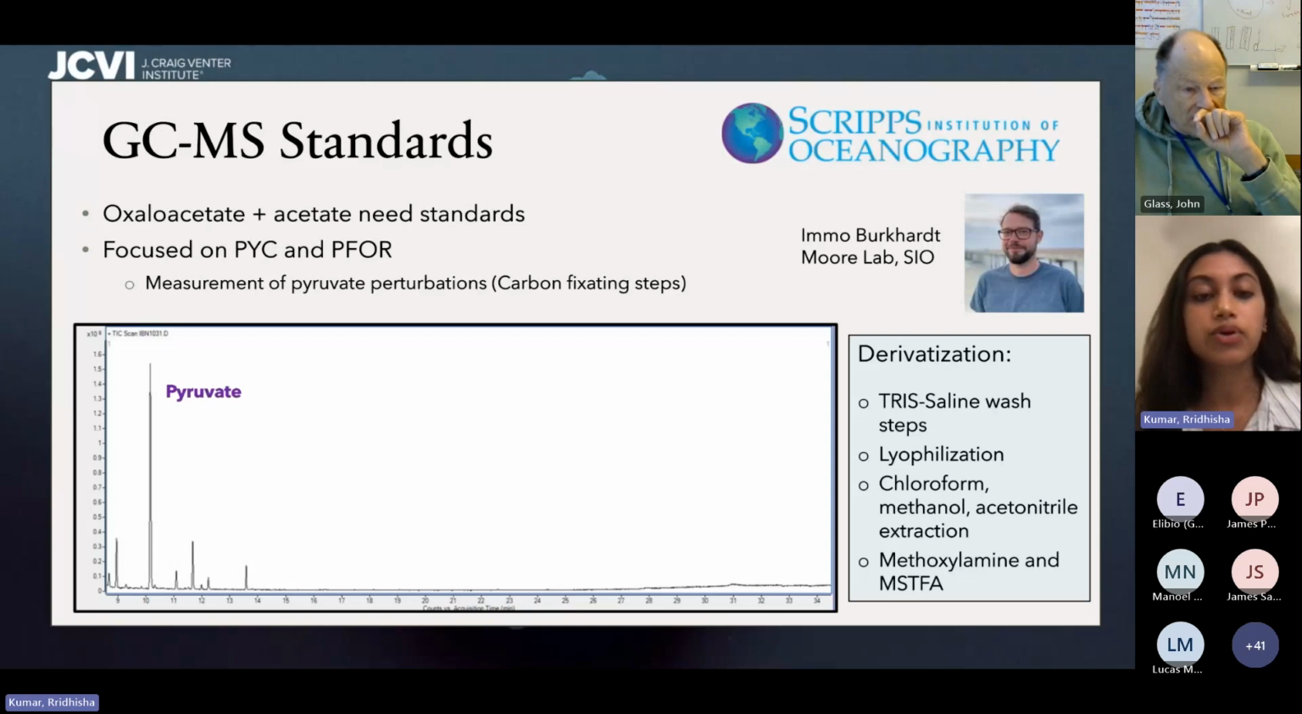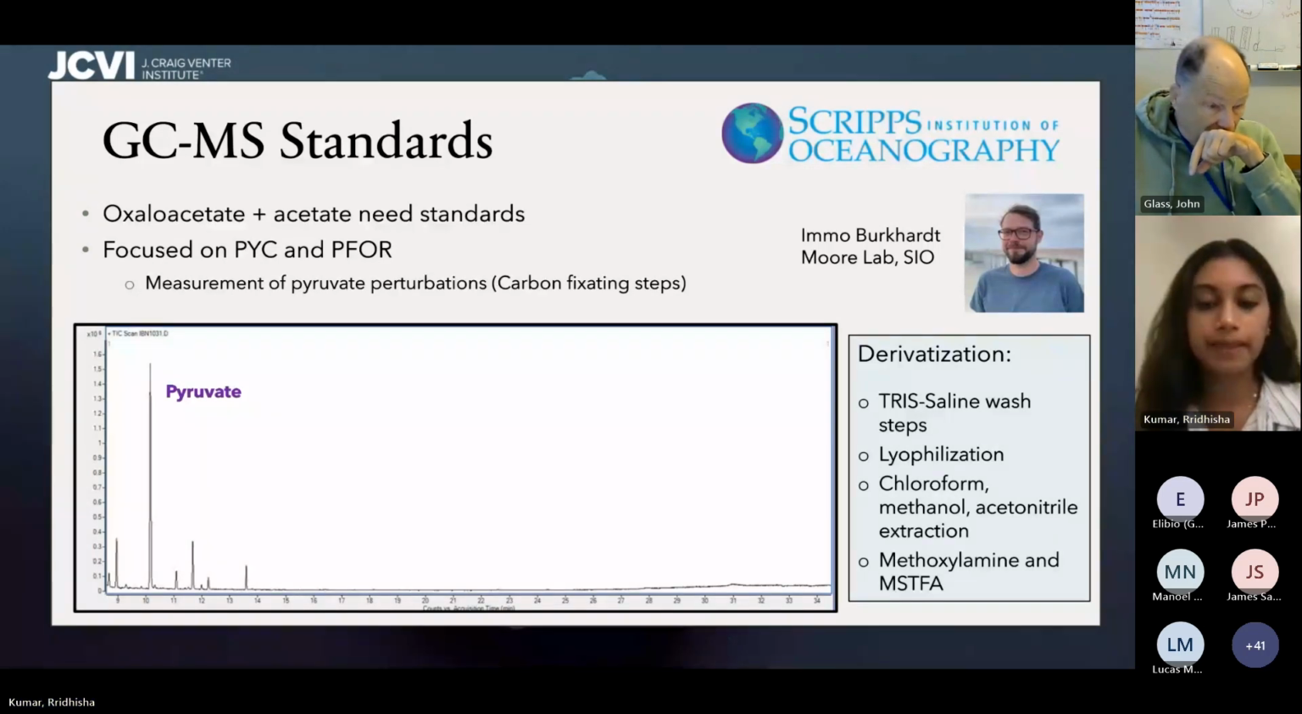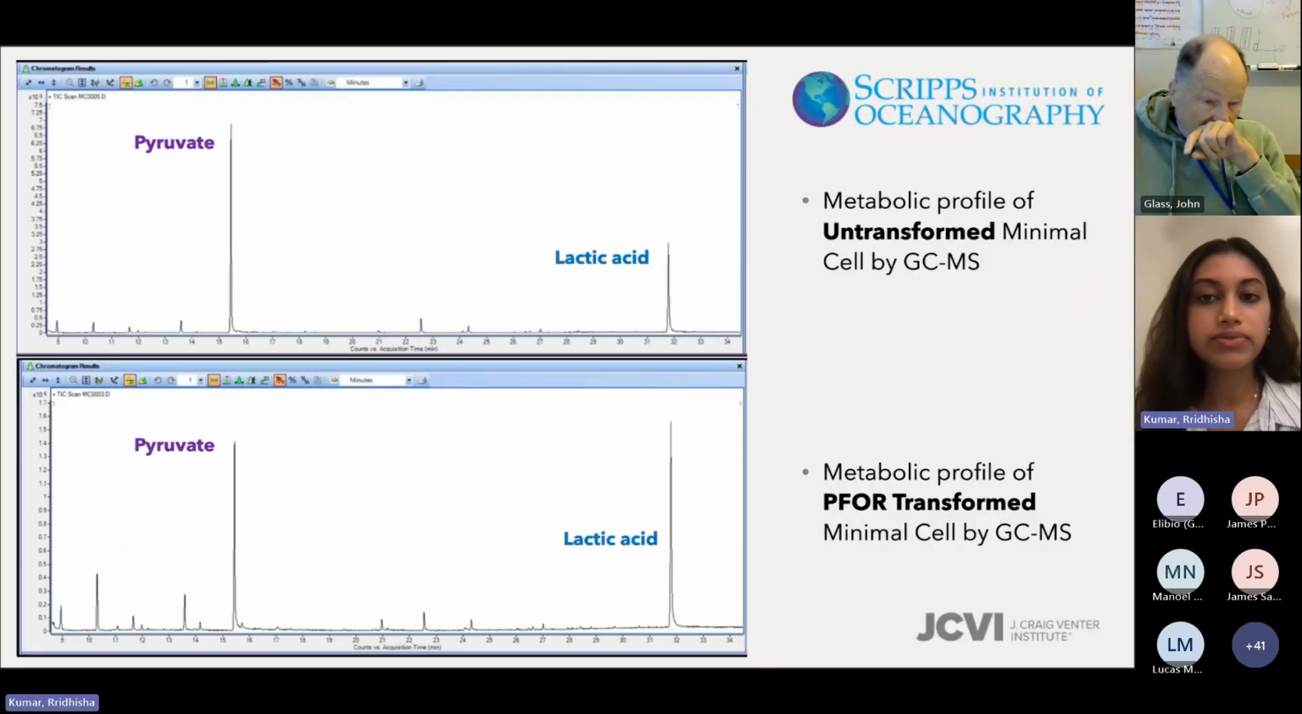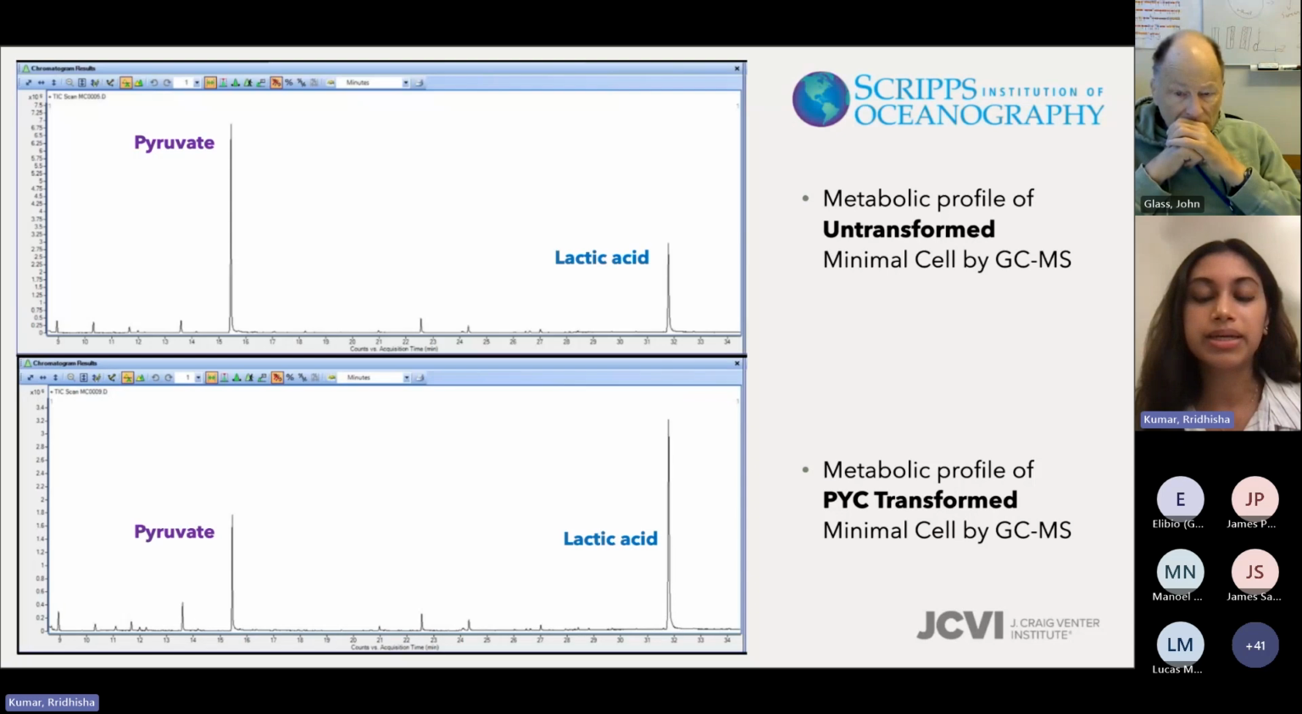Like I mentioned earlier, P4 produces pyruvate and PYC consumes it. So in the graph here, you can see the peak for the pyruvate standard, and that's the graph we got. We then moved on to create the metabolic profiles of the untransformed minimal cell, which we would use as a baseline, which you can see on top, and then the P4 transformed cell, which you can see at the bottom. So these were the 2 peaks we got. We decided to look more into lactic acid since we saw a great perturbation in the peak for that. And then over here on the top again is the untransformed minimal cell, and then on the bottom is the minimal cell transformed with PYC.